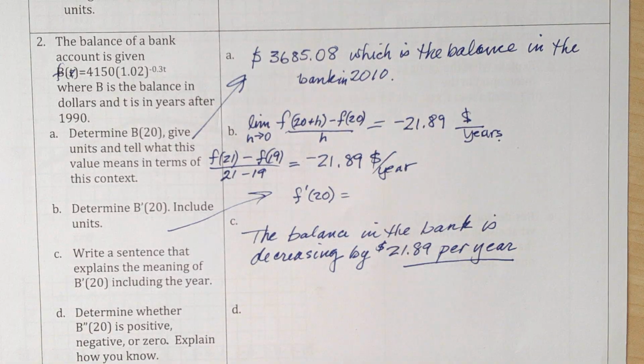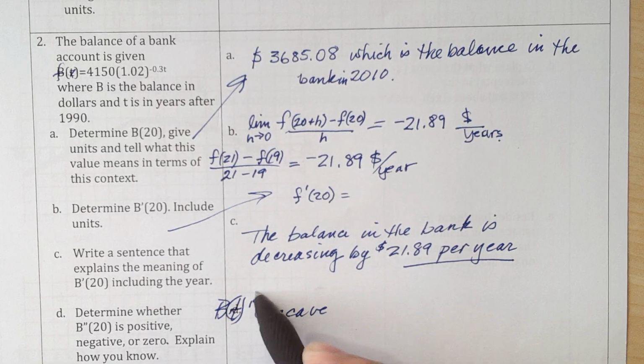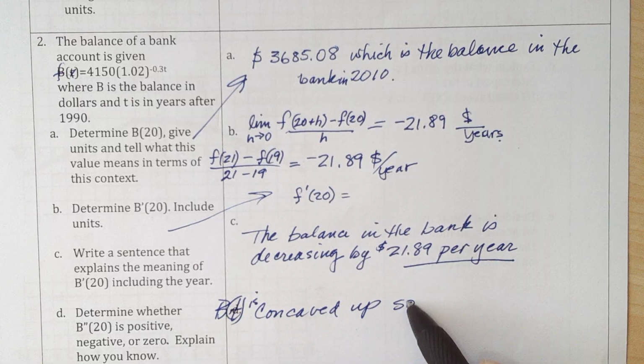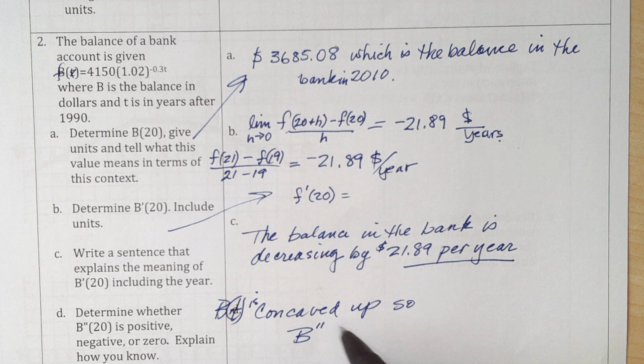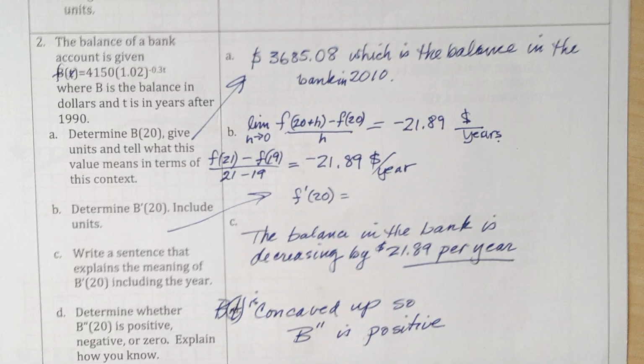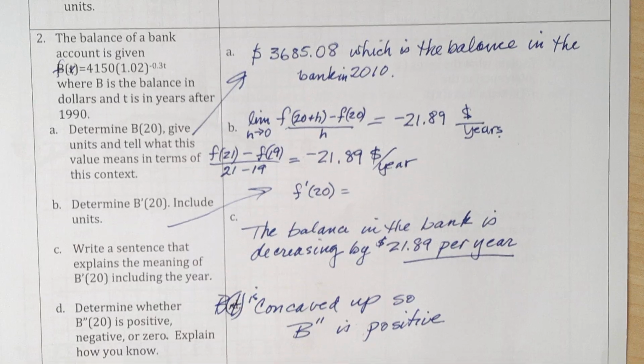up, which means concave f, or the original function b of t, is concave up, so b double prime is positive. Second derivative being positive means concave up.